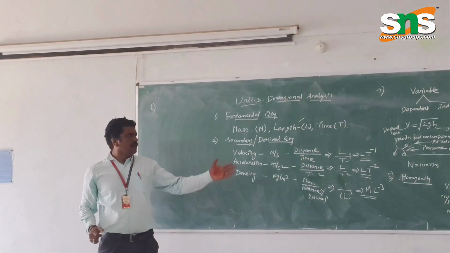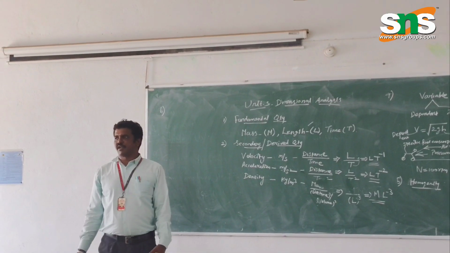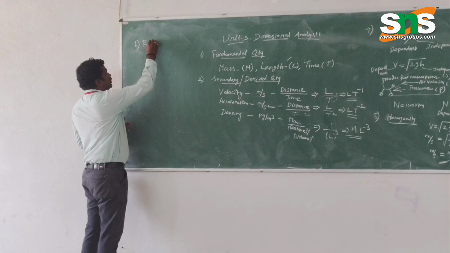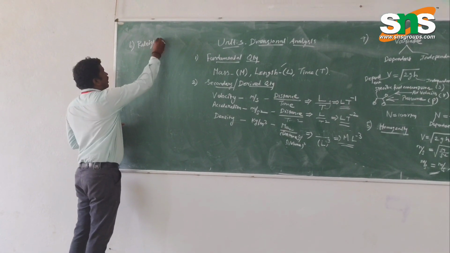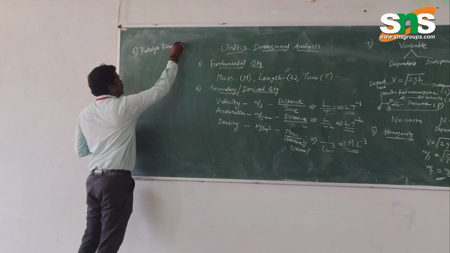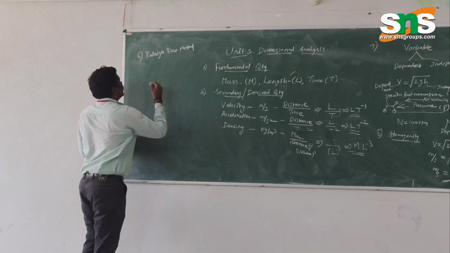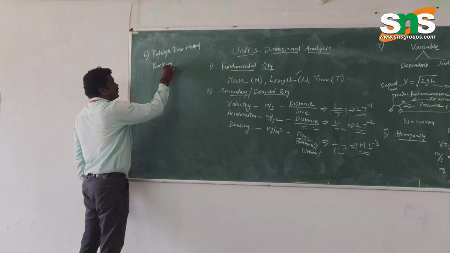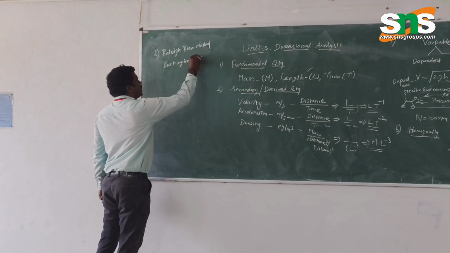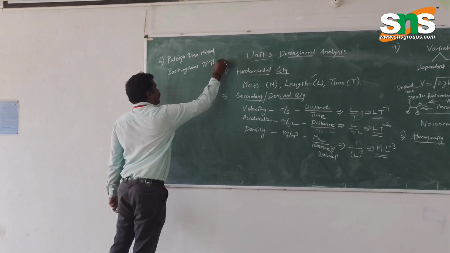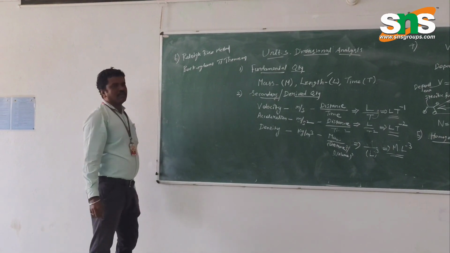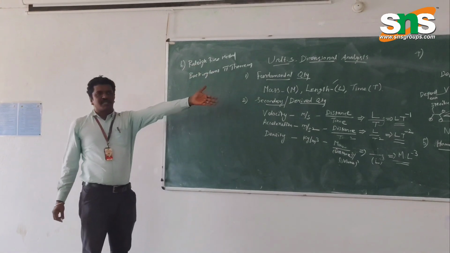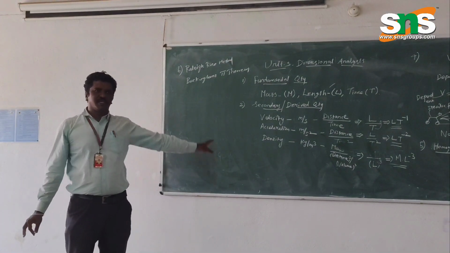Methods to solve the dimensional analysis problem. What are the methods? We already know that. The first one is the Rayleigh-Ritz method, and the second one is Buckingham's phi theorem. These are the two methods we are going to use throughout the dimensional analysis unit.